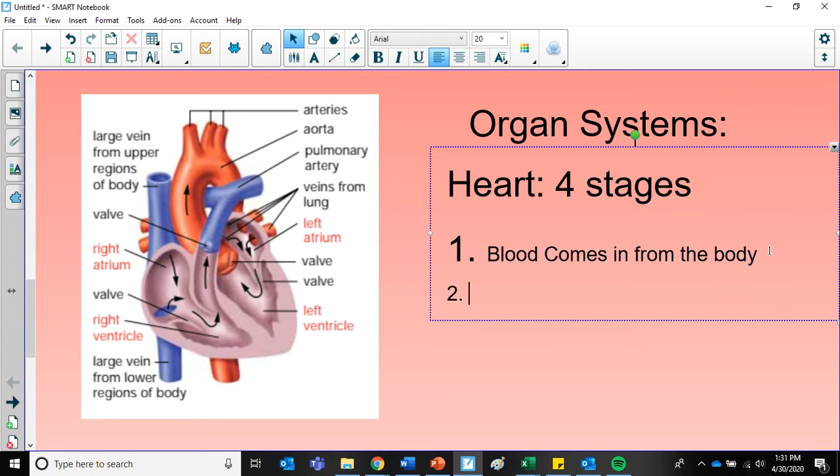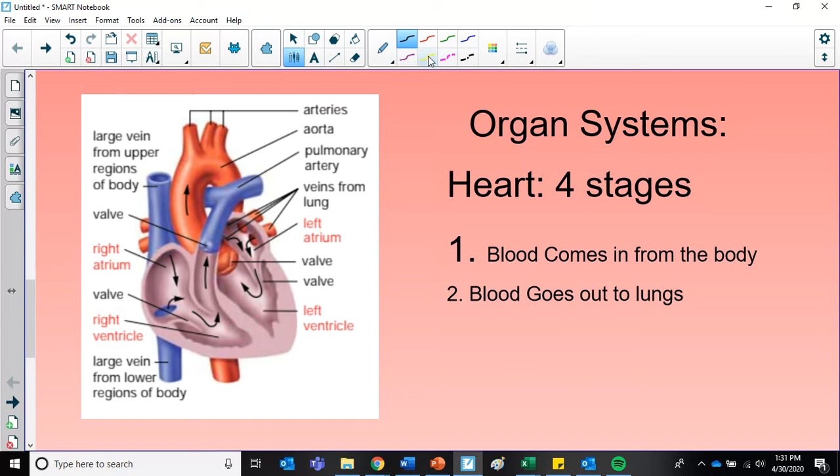2, blood goes out to lungs. That is the second part. And you can see as I follow and track it through, I'll do it here. I'm going to use blue to start because blue shows low oxygen flow. So there is part 1. And if you have a picture of a heart, it comes through. Step 2, you can see it is actually leaving the heart and it's low oxygen.